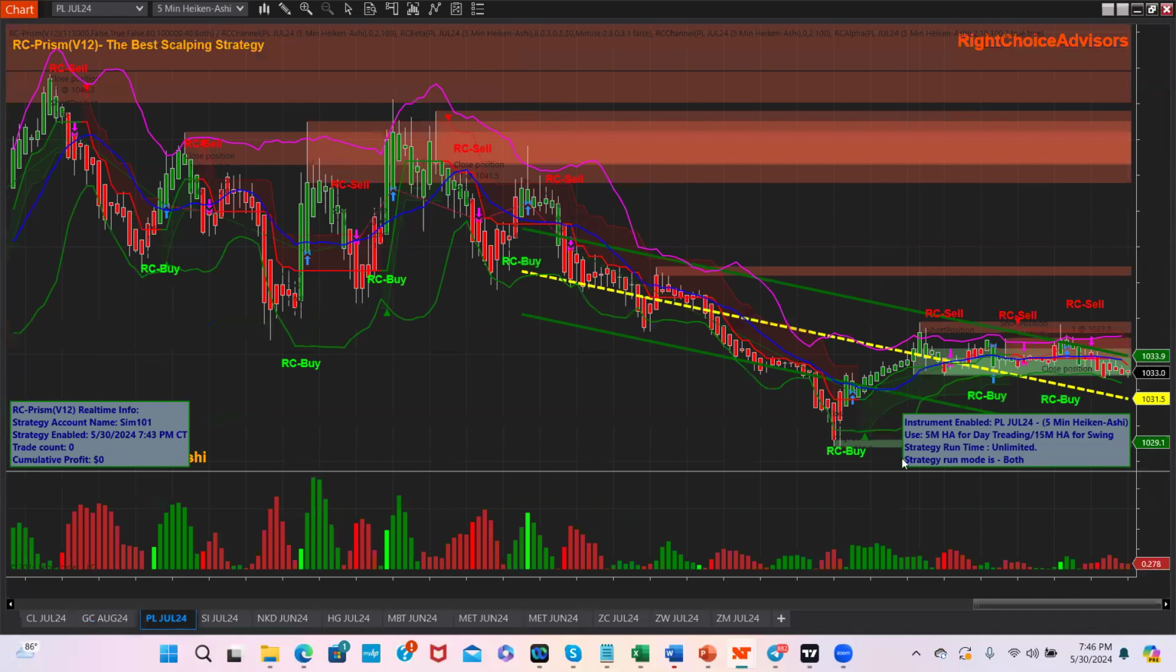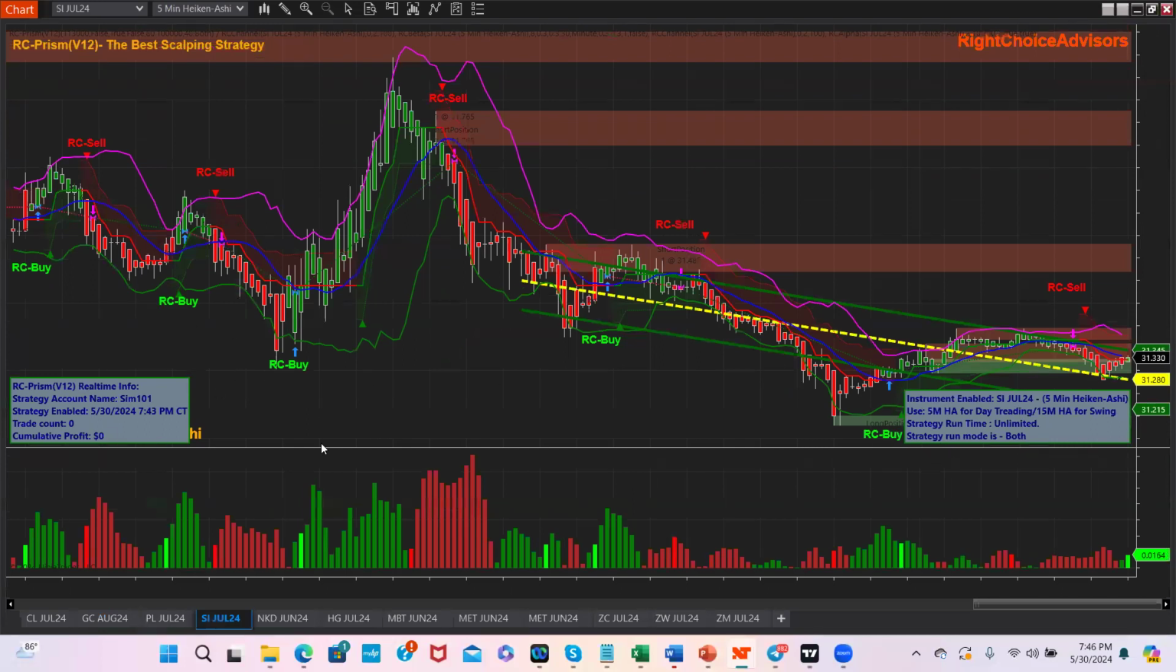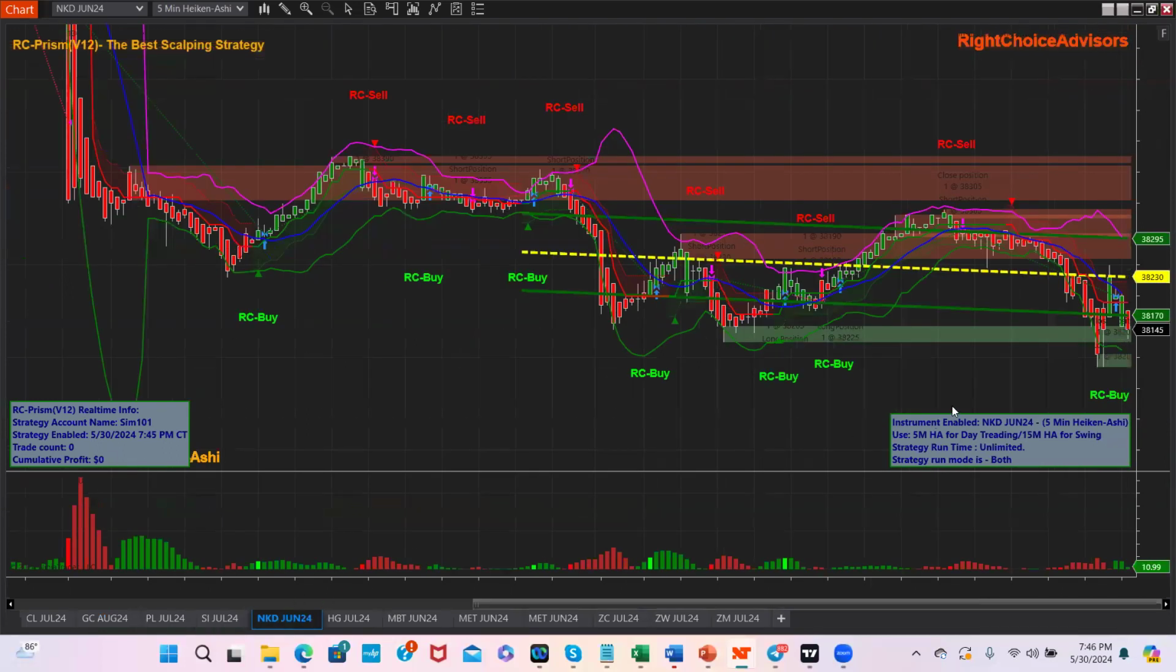So make sure these boxes are enabled. That means the algo is enabled on those tickers. If the box is not there, that means you did not enable the algo.